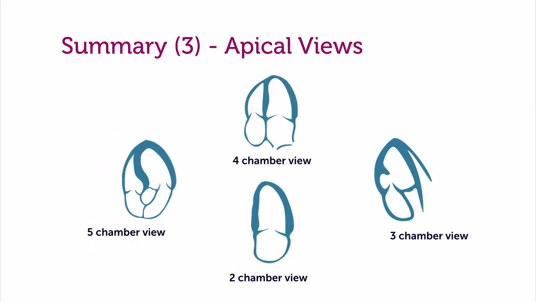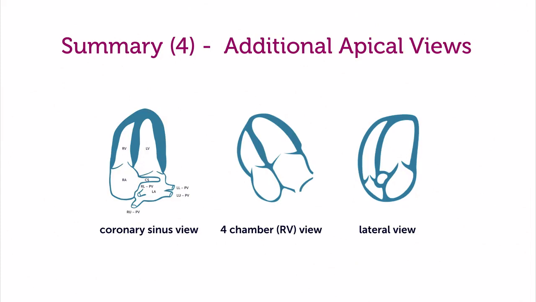When it comes to the apical views, we have the 4-chamber view as our standard view. From there, we rotate towards the 2-chamber view, the apical long axis view, and we can tilt so that we also acquire a 5-chamber view where we are visualizing the aortic valve and the LVOT.